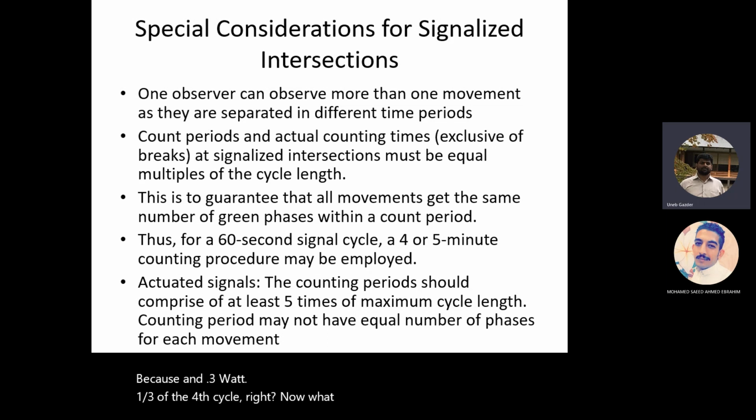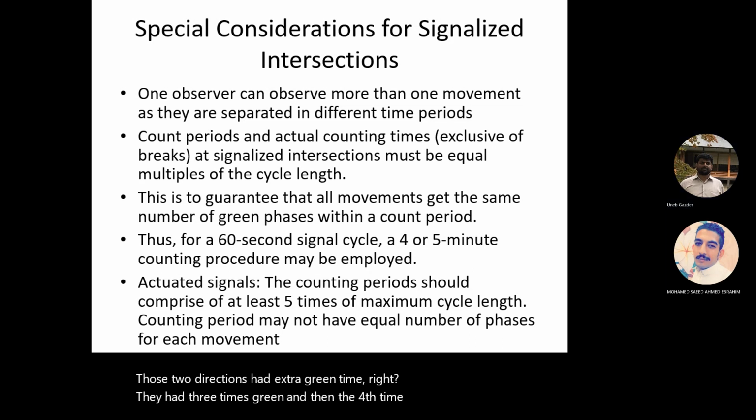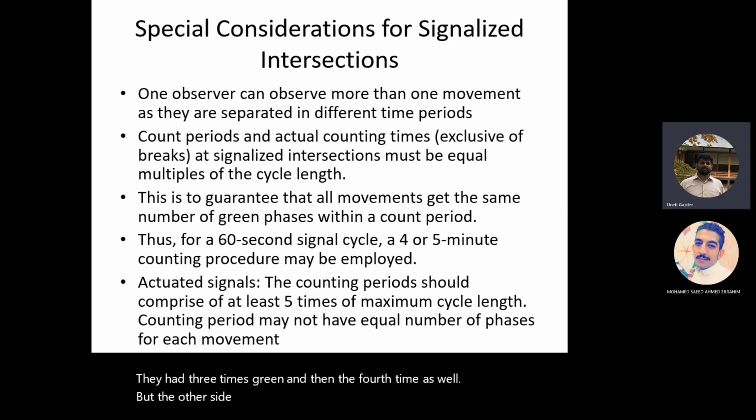Now what will happen in this 1/3? It's a signal, remember? So signal does what? It will block one direction, allow the other. So it has, for example, 4 directions. In 1/3 cycle length, 0.33 cycle length, it allows 2 directions. Other 2 directions are stopped. Now when you see the count, what will happen? Those 2 directions had extra green time, right? They had 3 times green and then the 4th time as well. But the other sections had only 3 times green. So which volume will be higher? The one which had extra green.